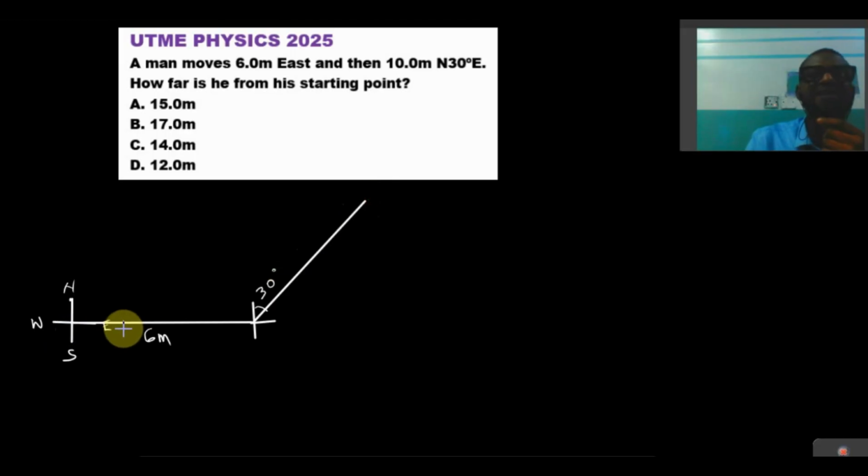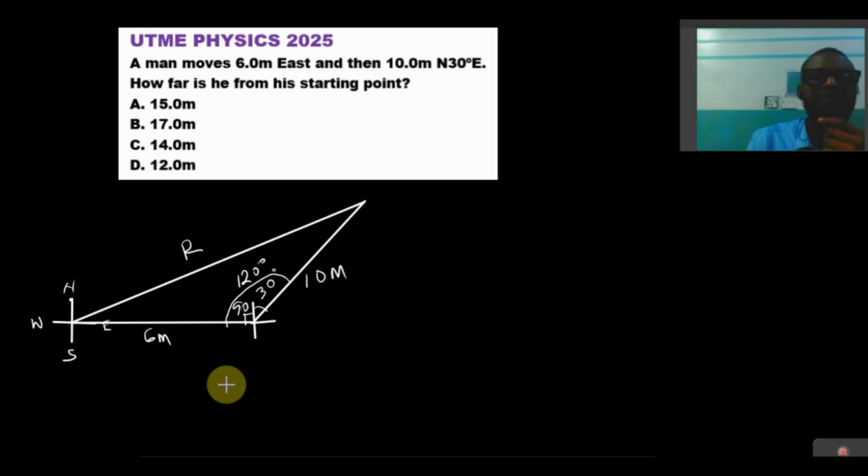The question now says, how far is he from the starting point? That is from here to here. That's what we are looking for. So let's call here R, the distance. We know here to be 6 meters and here is 10 meters. This angle here is 90 degrees. That makes the entire angle here to be 120 degrees.